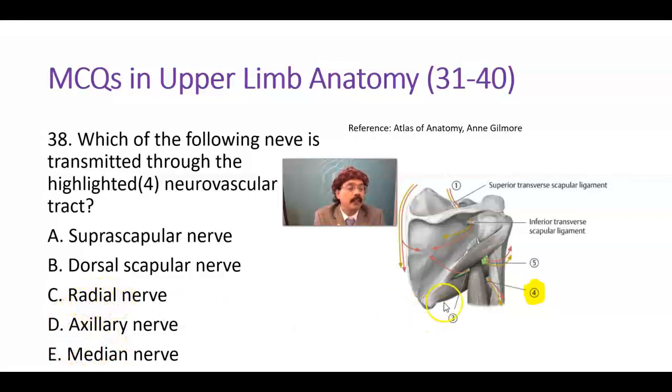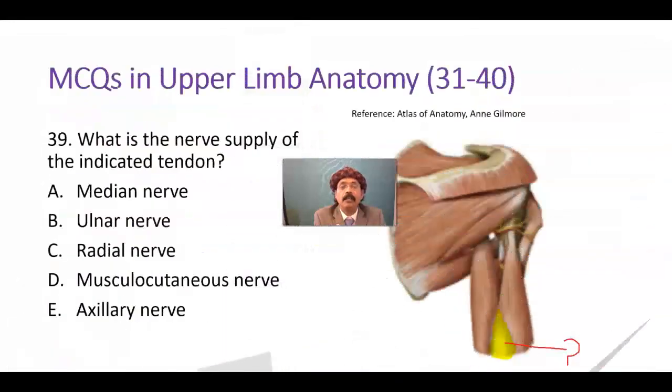This is the answer. This is the basis for the radial nerve. And what artery? Profunda brachii artery or deep artery of the arm, plus the radial nerve. So our answer should be the radial nerve. Okay, we got 38. Now go to the 39.